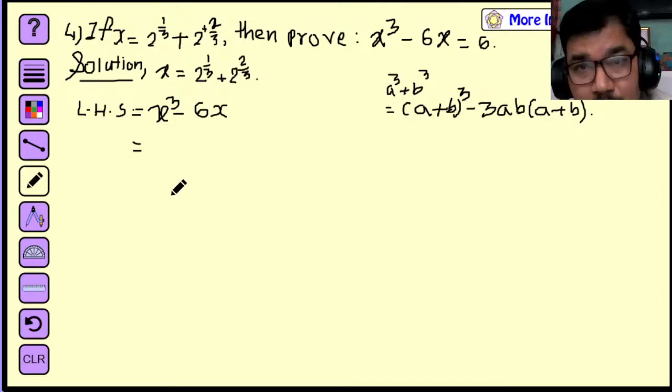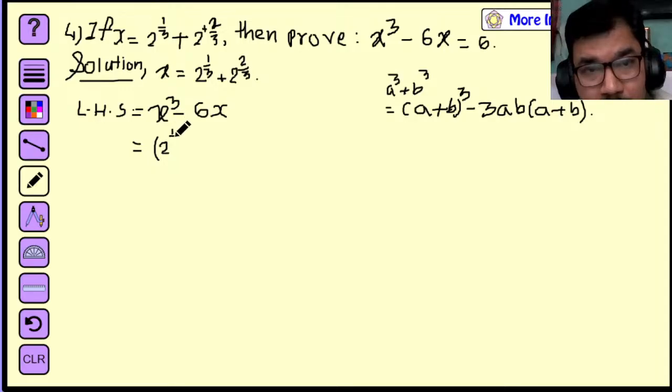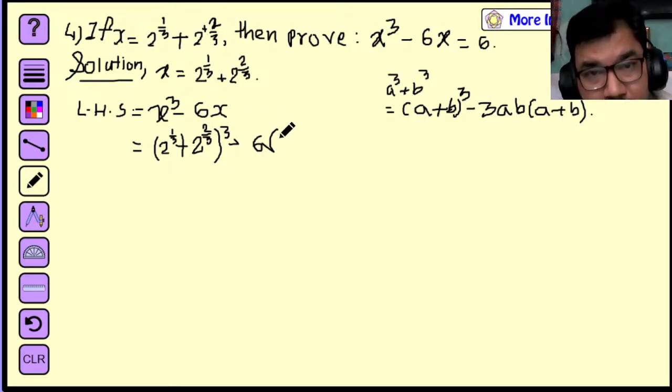Now let's put here x cube. X is given there as 2 to the power 1 by 3, and next is plus 2 to the power 2 by 3. Its power is 2 by 3, and its whole power will be 3 here. Then minus 6, and then x: put the same value again, 2 to the power 1 by 3 plus 2 to the power 2 by 3.